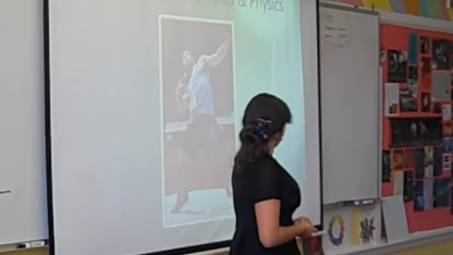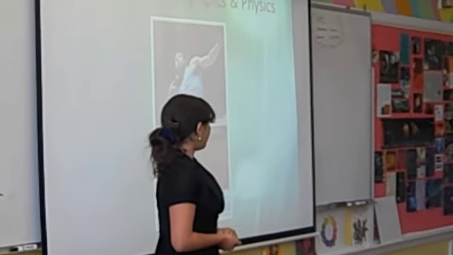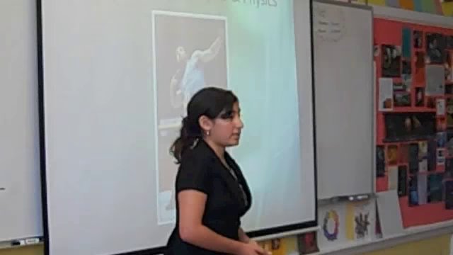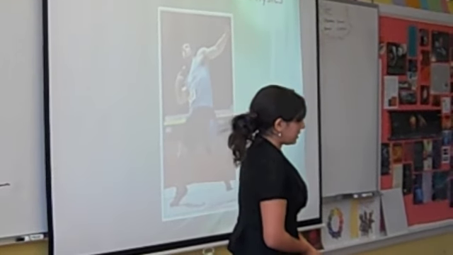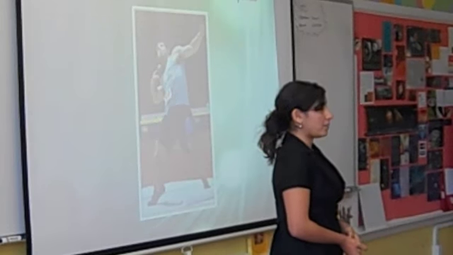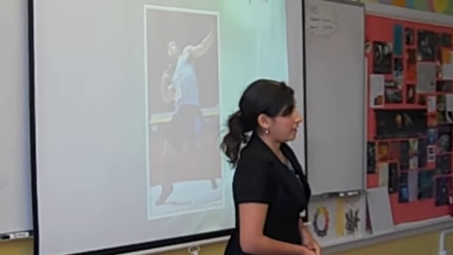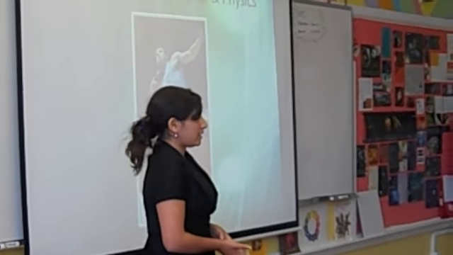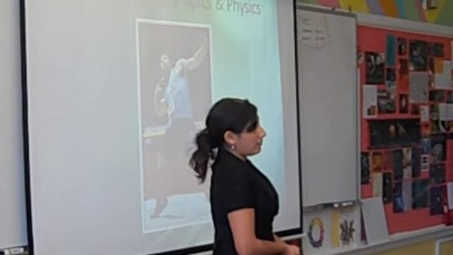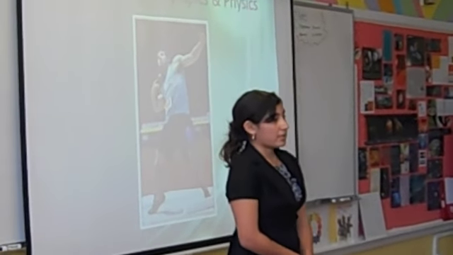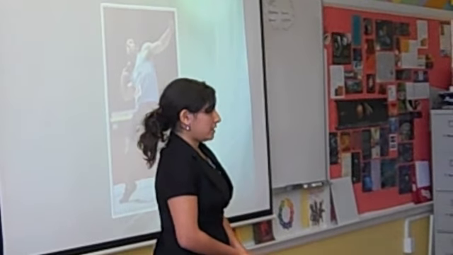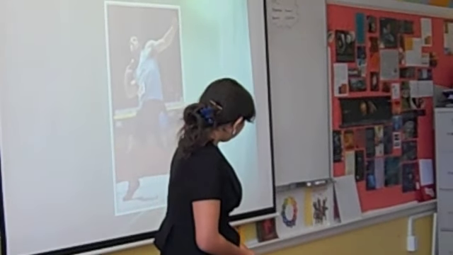So, in this example, the object at rest would be the shot put, and the external force would be the athlete because he is exerting the force to move the object. Depending on how much force is added, the ball will accelerate. More force, more acceleration. This can be expressed in the formula: force, which is measured in newtons, is equal to mass, measured in kilograms, times acceleration, which is measured in meters per second squared.